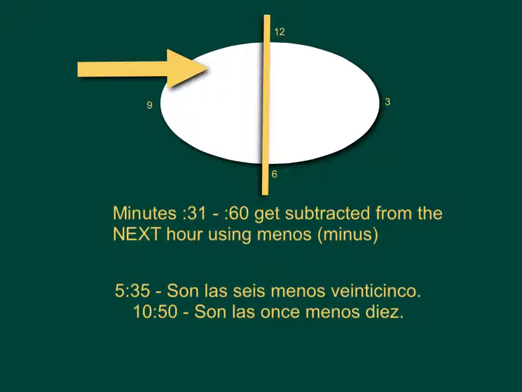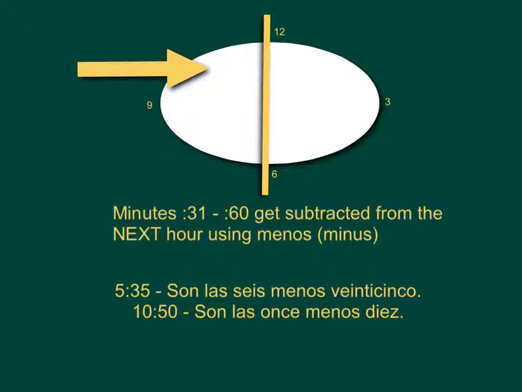Try another one. Let's say that it is 3:55. Figure out how to say 3:55. If you said son las cuatro menos cinco, you are absolutely right. Let's try this one.